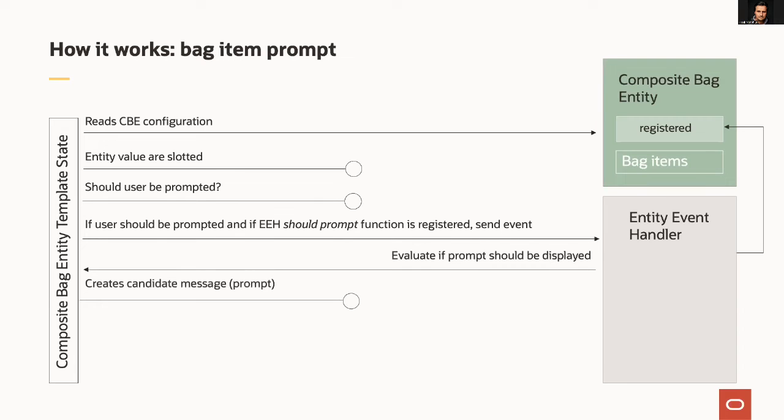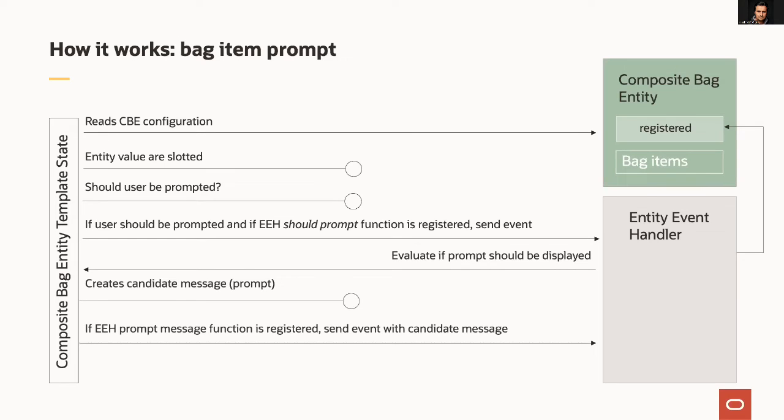Then the component will create the prompt, which normally would be displayed. If, however, you have the prompt message function configured, then it will not immediately display the prompt, but first ask your event handler if the prompt should be displayed in that way. What can you use it for besides changing the UI? You can, at any bag item prompt, add a cancel button.